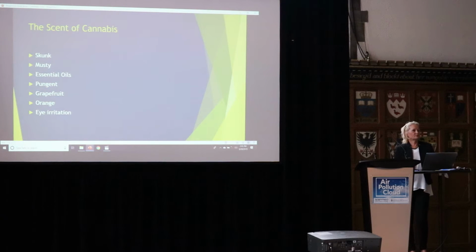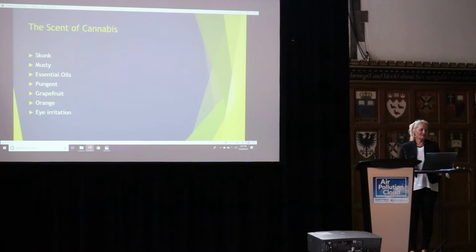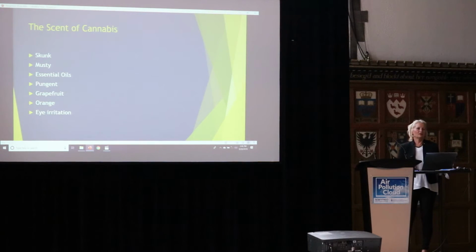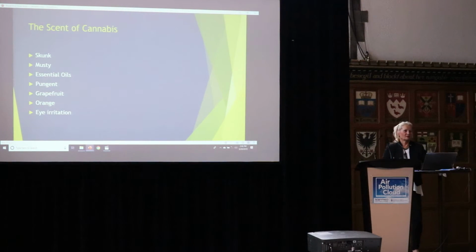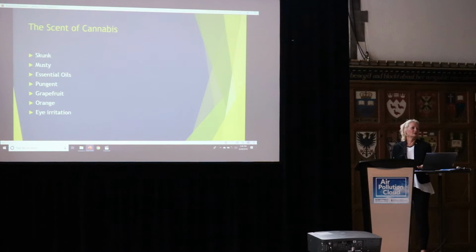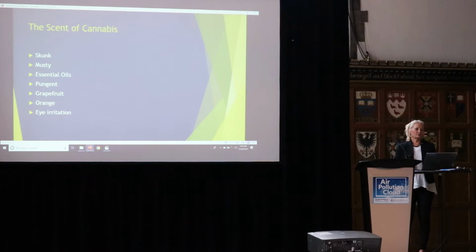How people describe the cannabis odor: most of the time they describe it as skunk, and that's not a pleasant smell. Pungent, sometimes it's like citrus, grapefruit, orange. Sometimes people say it causes eye irritation. Recently, when I did testing at one of the cannabis facilities, people were complaining about actual irritation of the eye. Then we discovered that they were exposed to high concentrations of odor for a long time.